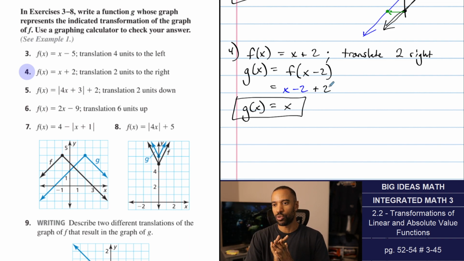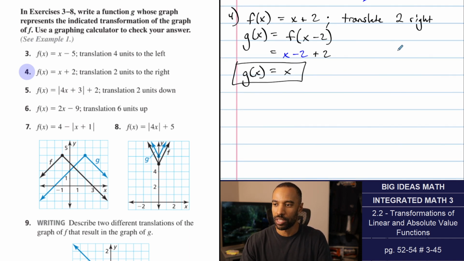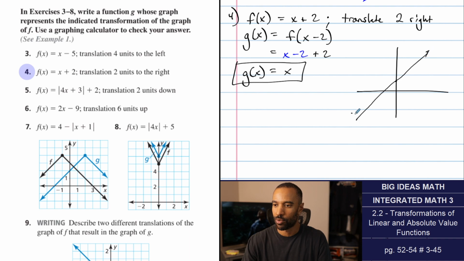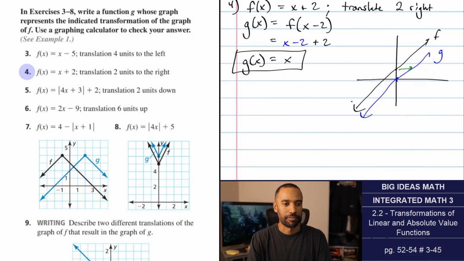Does that make sense to be 2 units to the right? I mean, if you know stuff about stuff, then sure. Because the x plus 2 graph is right here. This is our f graph. I should probably put f. And g is at, boom, right there, like that. Is this 2 units to the right? Sure. Take a point and go 2 to the right like that. Seems to work out. Okay, number 5.